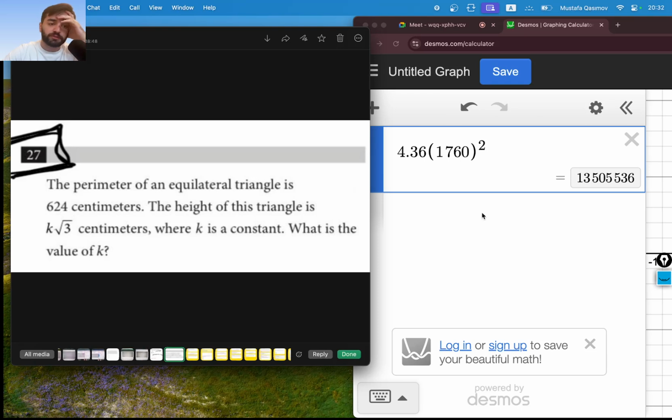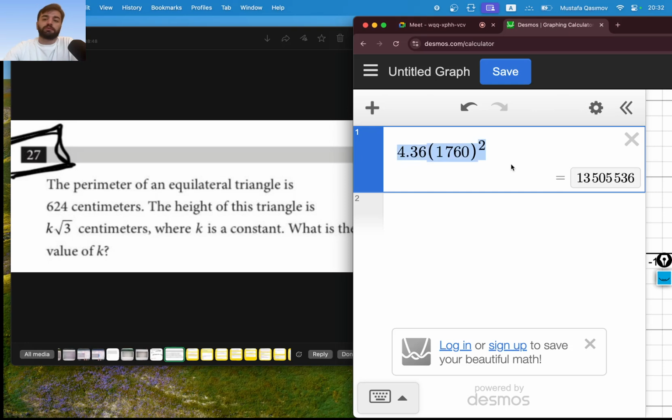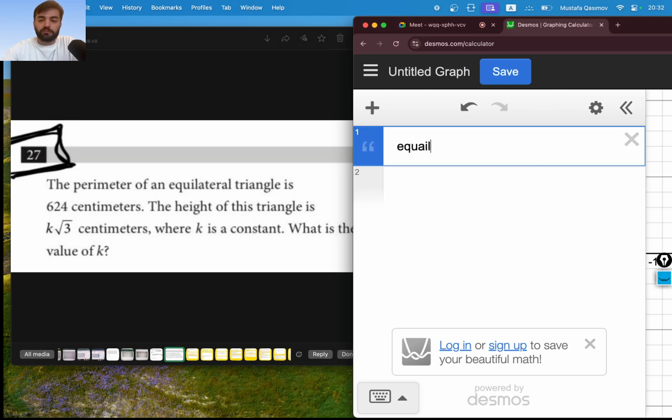The perimeter of an equilateral triangle is 624 centimeters. The height of this triangle is equal to k square root of 3, and k is a constant, and so on. Okay, for an equilateral triangle, we have 3 formulas. You have to memorize them.